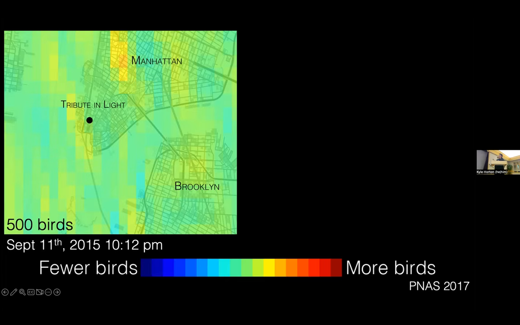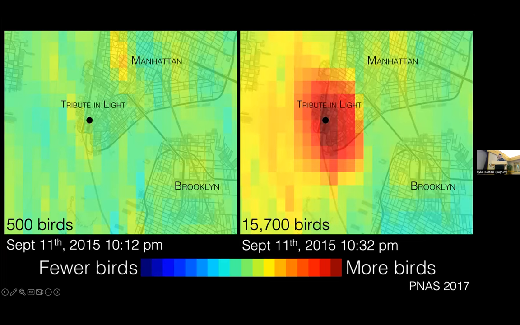The thing that I failed to mention is that in this case, when the radar sampled, the lights were already turned off. So they're off at this point. 20 minutes later, we get a new radar scan over the Tribute in Light. The lights are turned on, and it looks something like this. So in just 20 minutes, we see about 16,000 birds being drawn into the light. So it's very quick too, and the impact's quite dramatic. It's visual, but it's also showing up on this tool.